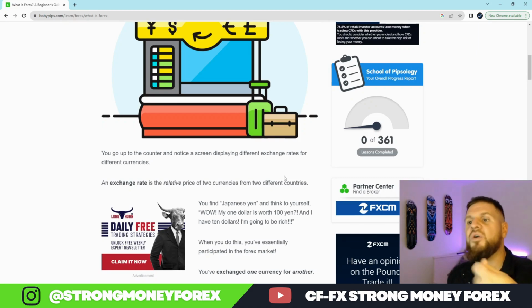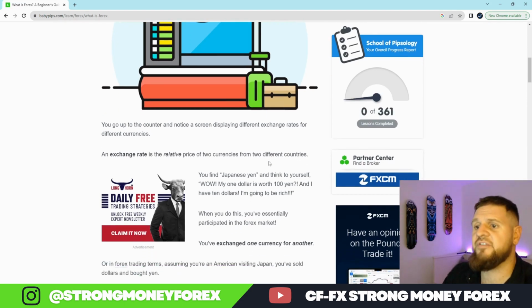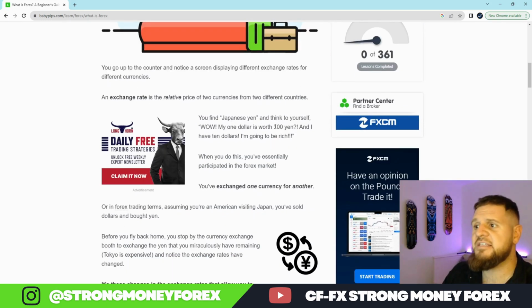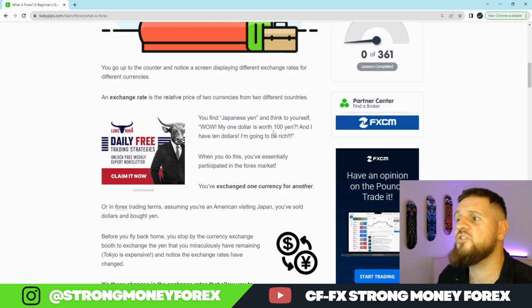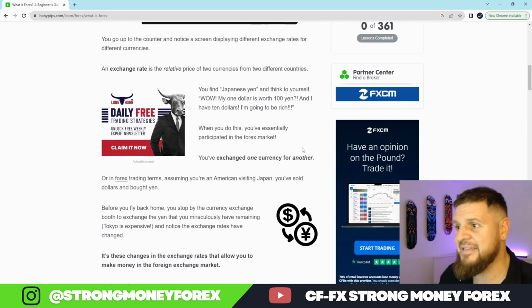You are betting one currency against the other, and depending on the price of that, depends on the deal effectively you get on that exchange. Now you go up to the counter and notice a screen displaying different exchange rates for different currencies. An exchange rate is the relative price of two currencies from two different countries. So you may find Japanese yen and think to yourself, wow, my $1 is worth 100 yen and I have $10, I'm going to be rich. When you do this, you've essentially participated in the Forex market. You've exchanged one currency for another. And this is maybe slightly misleading, because if $1 is worth 100 yen, obviously it's worth the exact same amount of money.